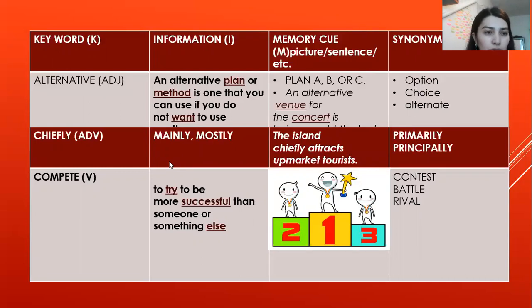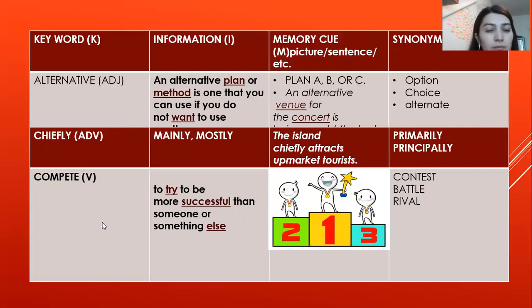Let's go to the next word, chiefly. Chiefly, from the word form -ly, you can understand that it's an adverb. So what does it mean? Mainly, mostly can also be synonyms, and other synonyms given here are primarily and principally. I've written here the sentence: The island chiefly attracts upmarket tourists. If you want to change it with the synonyms, the island mainly, mostly attracts upmarket tourists.